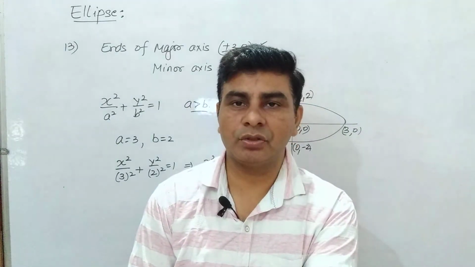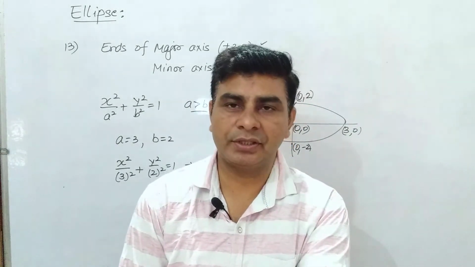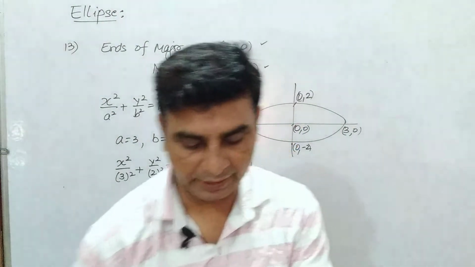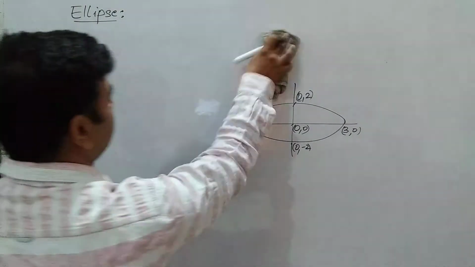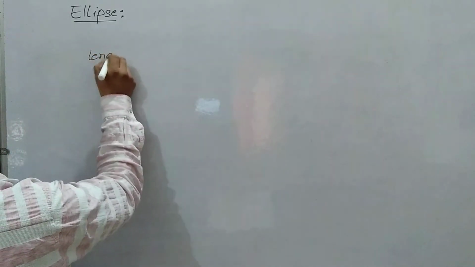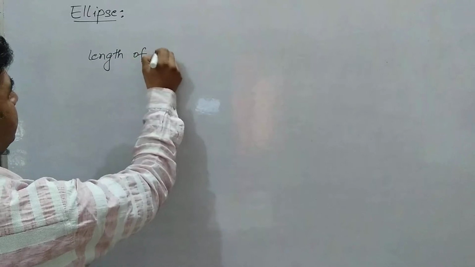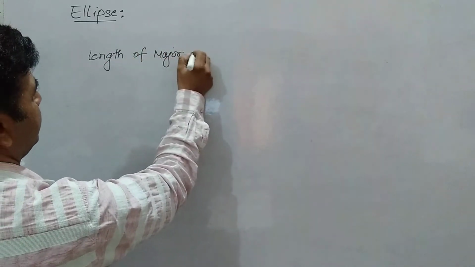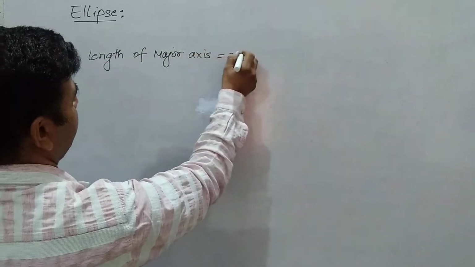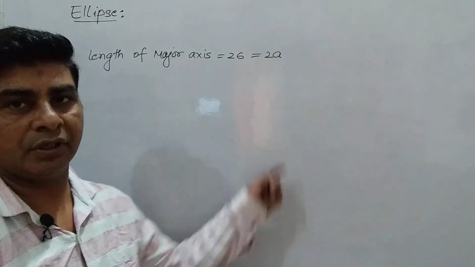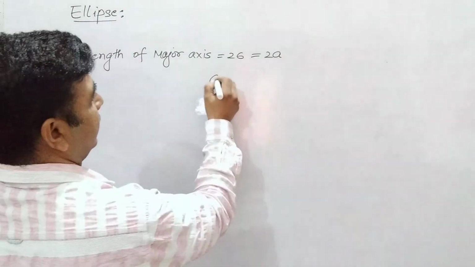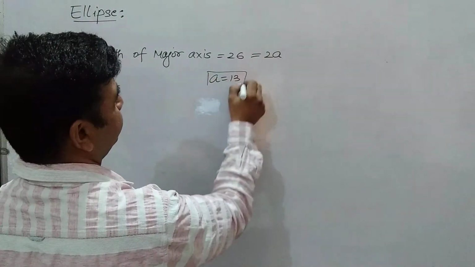Number 15 is also similar to this. We are given the length of the major axis. Let me illustrate this question as well, in which we are given the complete length of the major axis. This is given as 26, and this is always given by 2a. Length of major axis is always given by 2a. So from here we will get the value of a, which is 13.